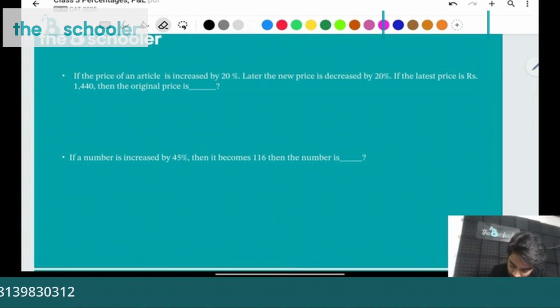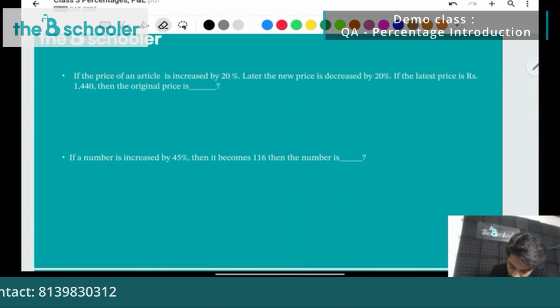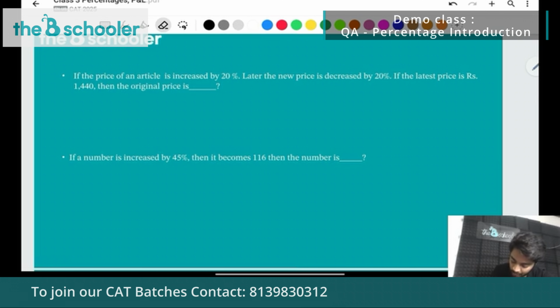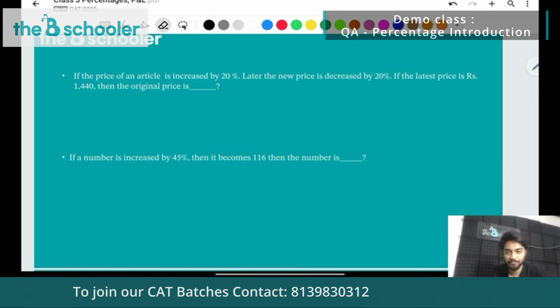So the conventional way of doing this is, let's take the initial value to be x, increase it by 20%, that is going to be 1.2. You still don't know that value, you can keep it like this. When you reduce by 20 percentage, it becomes 0.8. This thing is equal to 1440. So what?